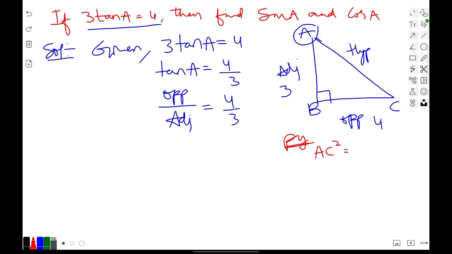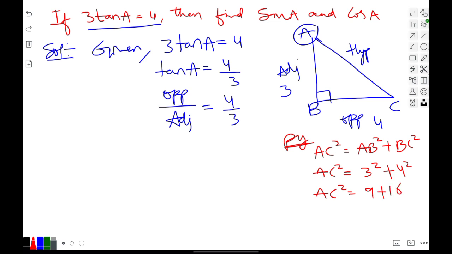The longest side squared is equal to the sum of the squares of the other two sides, right? So AC square is equal to AB square plus BC square. Here we don't know AC, we need to find AC. AC square is equal to AB is 3, so 3 square, plus BC is 4 square. What is 3 square? That is 9, and 4 square is 16. 9 plus 16 is equal to 25.